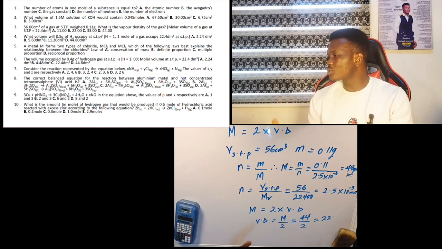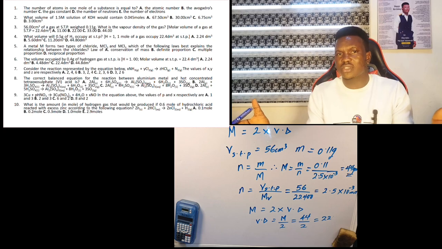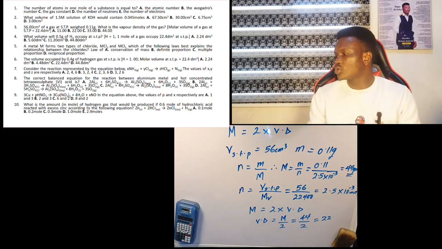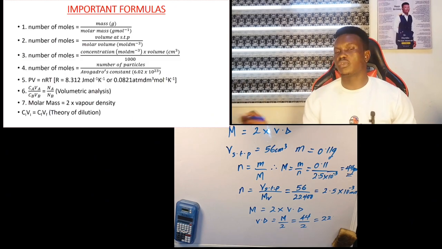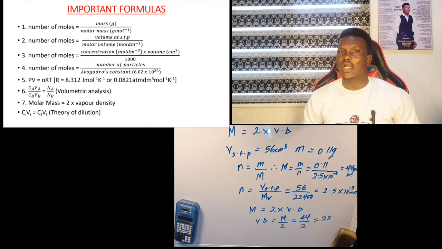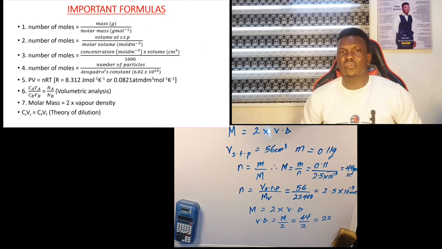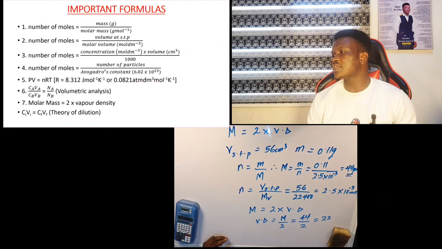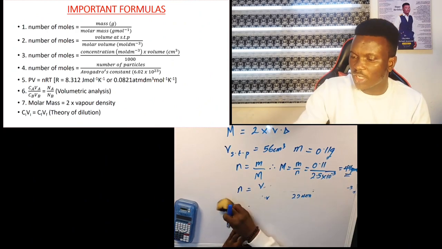What volume will it occupy at STP? What question is that? That's saying that calculate what? Volume at STP. So which formula will you use? Formula 2. You can see that it's very simple. You just need to know the formula to use and apply it, and that's all. So we want to know the volume at STP. And to know volume at STP, then you now write that formula.